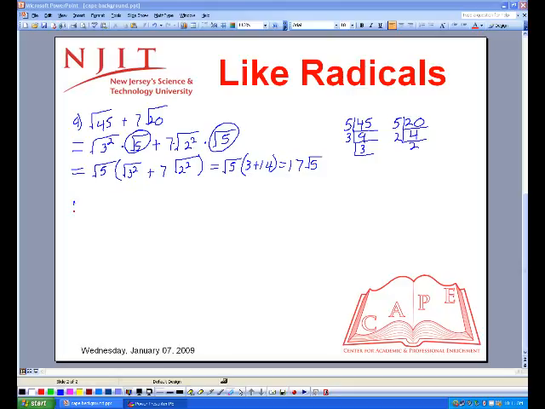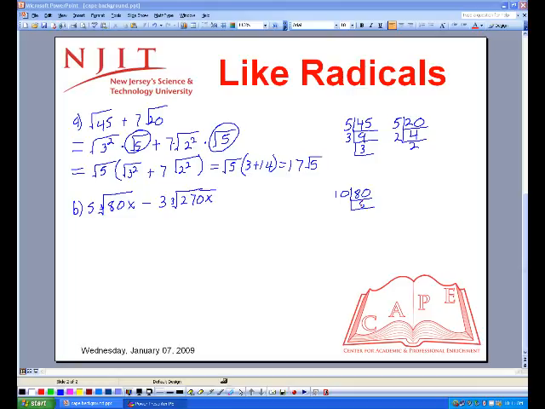Now let's do another example. Say we have 5 times cube root of 80x minus 3 times the cube root of 270x. Now we won't need to break it up into its prime factors because we can see right away that 10 is common in both. So let's factor out a 10 from both 80 and 270.